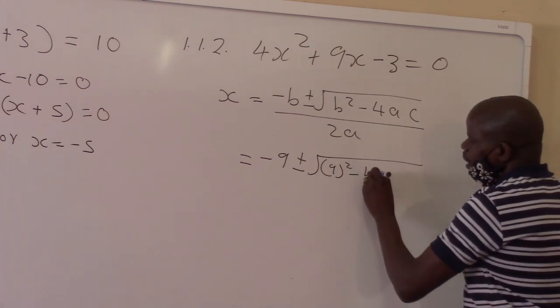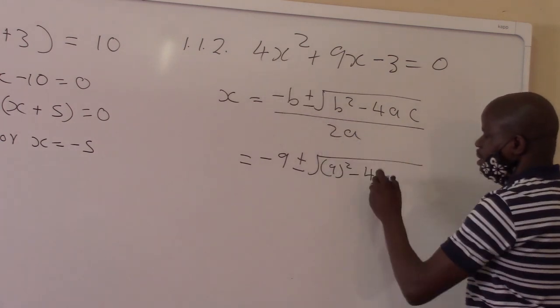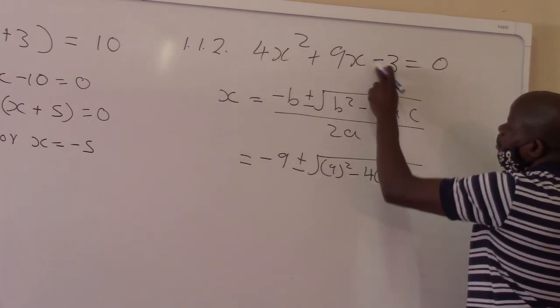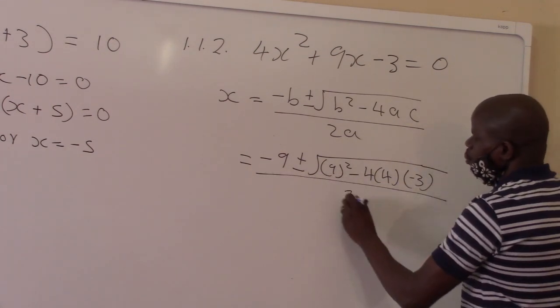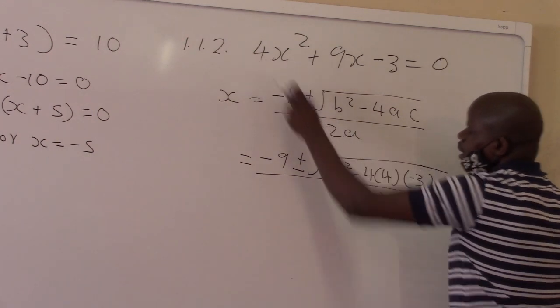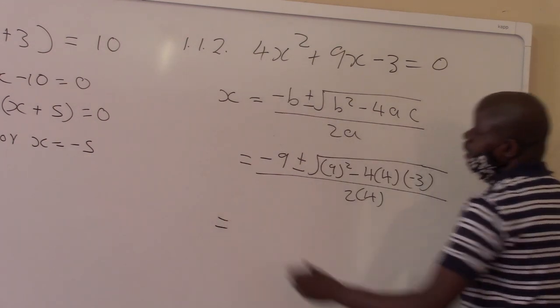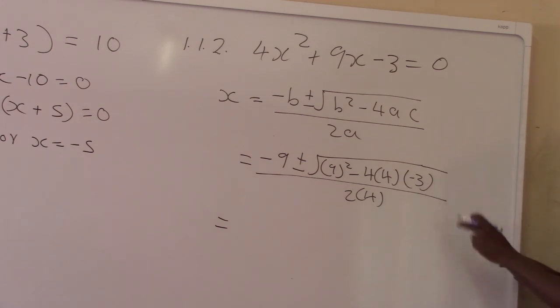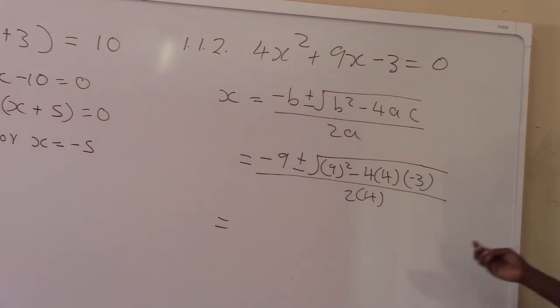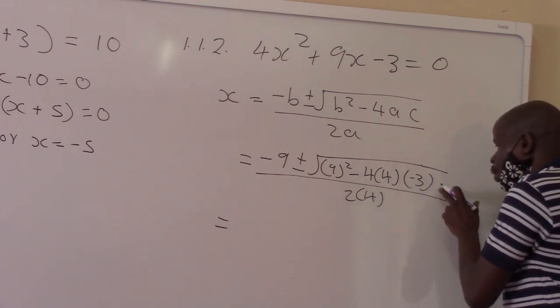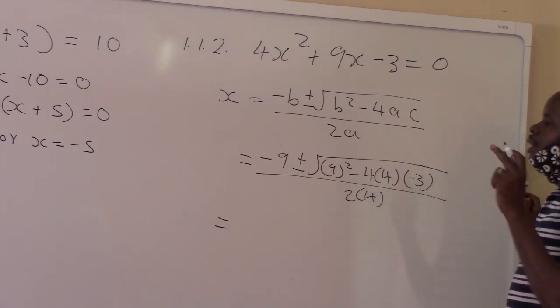And then we have negative 4. Our A in this case happened to be 4, and our C happened to be negative 3, all over 2 into 4 because our A is 4 there. Then you get a mark for correct substitution into the correct formula, because if you substitute correctly but into a wrong formula, it will not even be marked because we didn't use the correct formula. So for correct substitution into the correct formula, you get a mark.